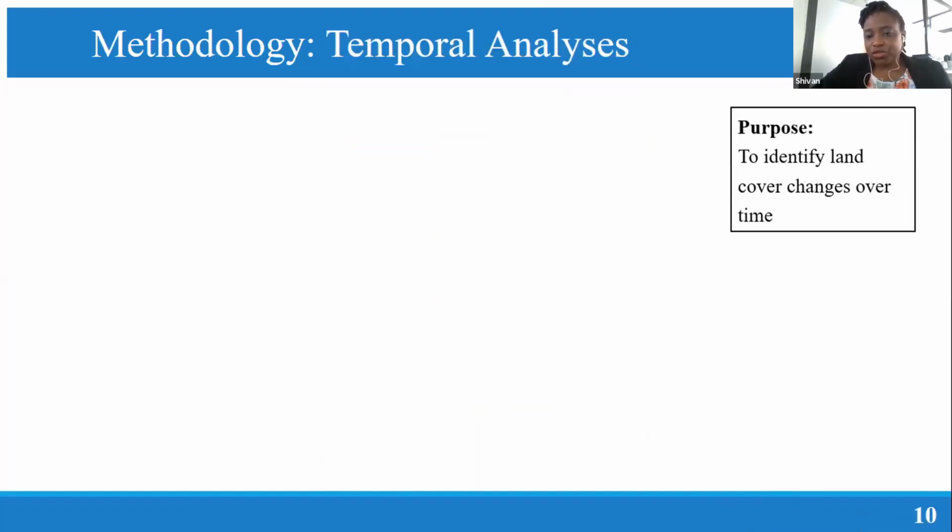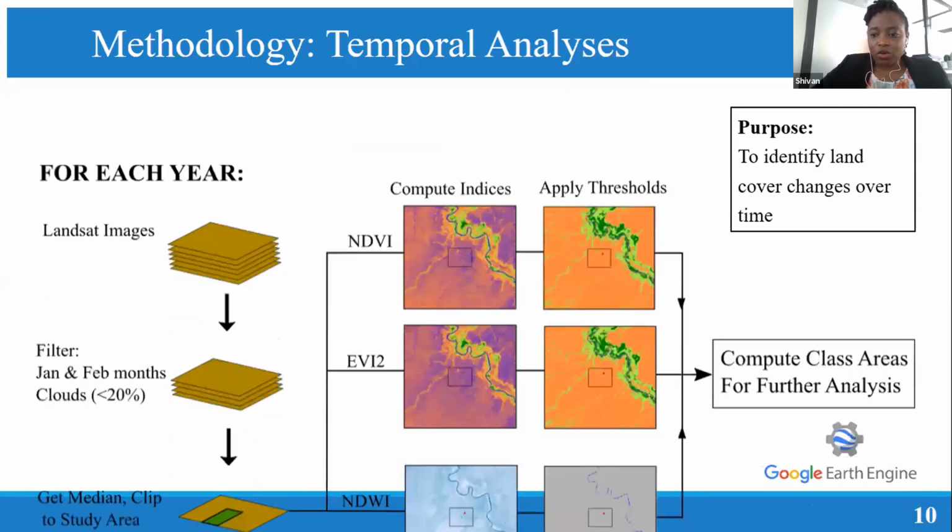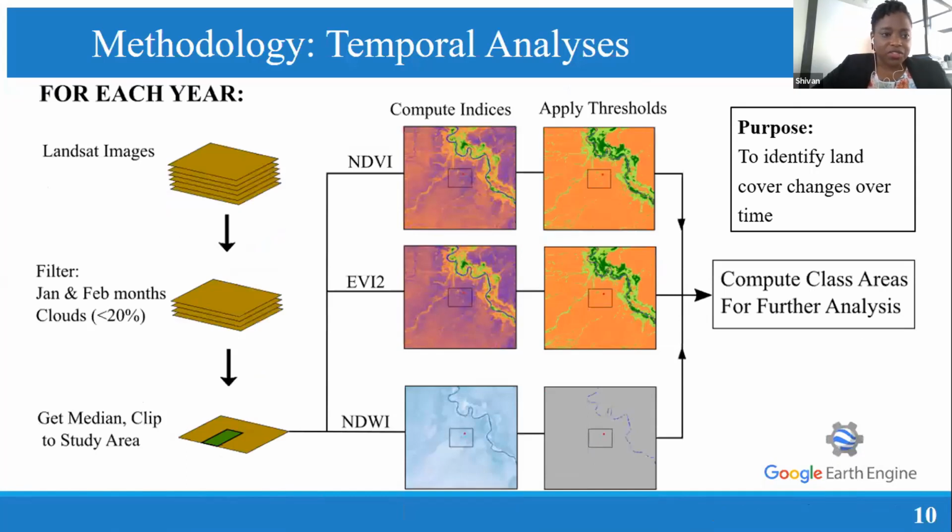Then, after thresholds were obtained, temporal analyses were conducted, and this was to identify land cover changes over time, also done using the Google Earth Engine platform. For each year, I got Landsat surface reflectance images. I filtered based on the month and the clouds. I got the image, clipped to the study area. I compute indices for each of these years, and I apply the thresholds that I developed, and then I compute class areas for further analysis.